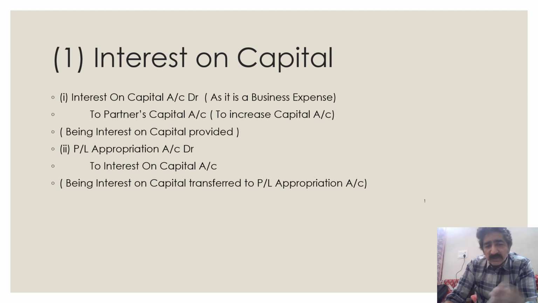Okay, then see, after this we have to pass the closing entry. Interest on capital which we have debited in the first entry, children, we have to close it by crediting it. So to interest on capital in the second entry, you can see I have credited. And to which account are we going to transfer this? We are going to transfer this to profit and loss appropriation account, which I just discussed with you. So P&L appropriation account debit to interest on capital.